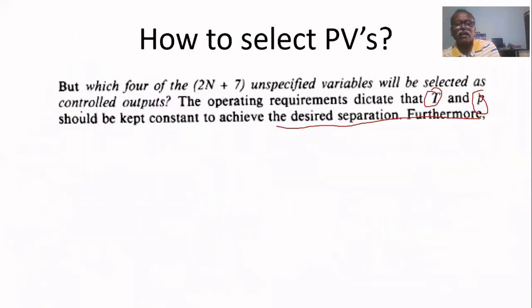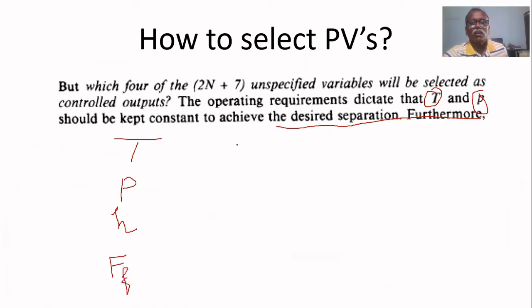That's why we have to find a relation. What are the process variables to be controlled? T, P, then the third one is H, and FF. What are the manipulated variables available? Flow rates FL, FV, and WS, that is also a flow rate, the mass flow rate of steam, and one more is feed flow rate. So four manipulated variables are there.